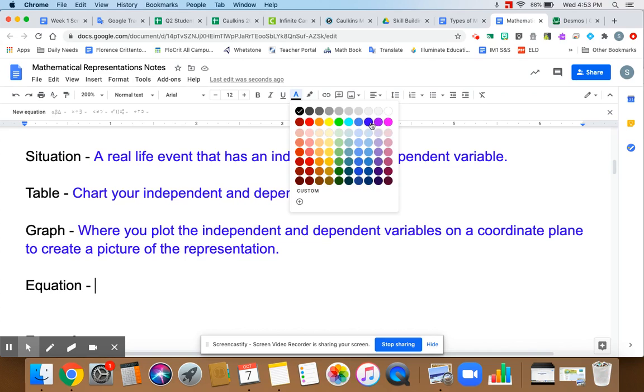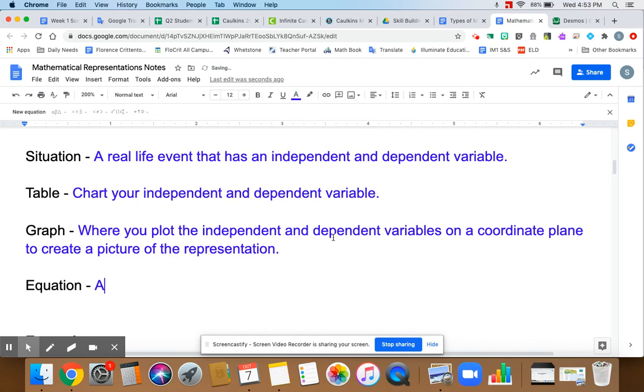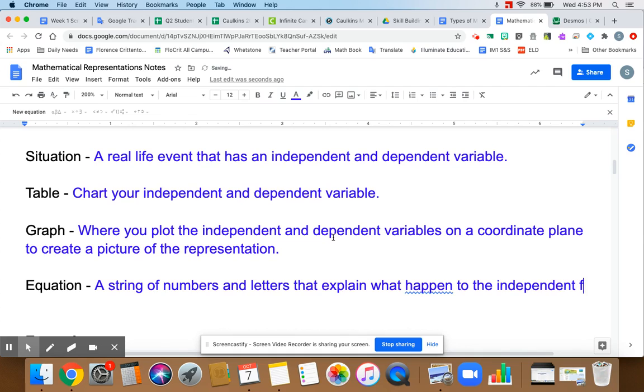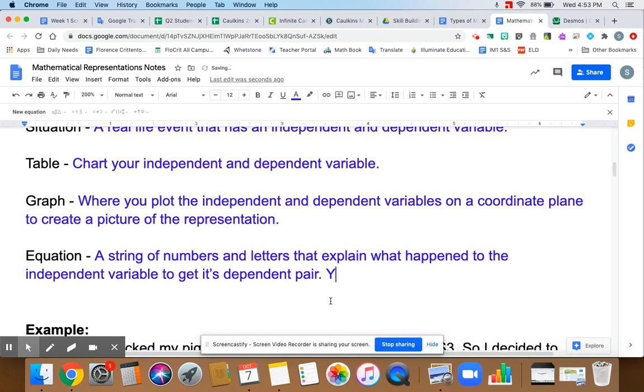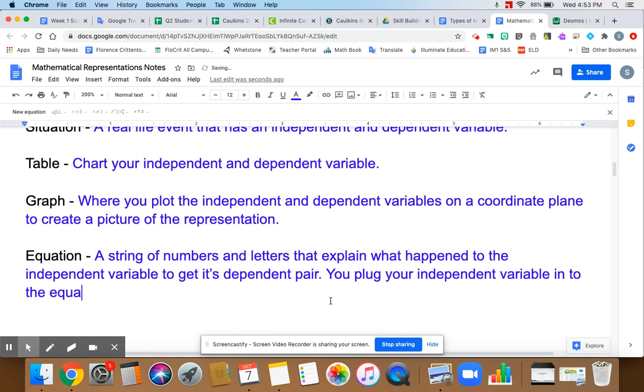And then finally, an equation is a string of numbers and letters that explain what happened to the independent variable to get its dependent pair. So in equations, you plug your independent variable into the equation to determine what its dependent variable is.